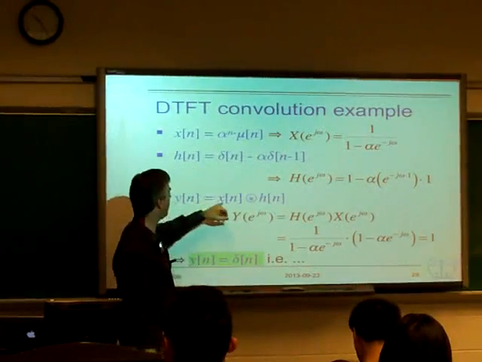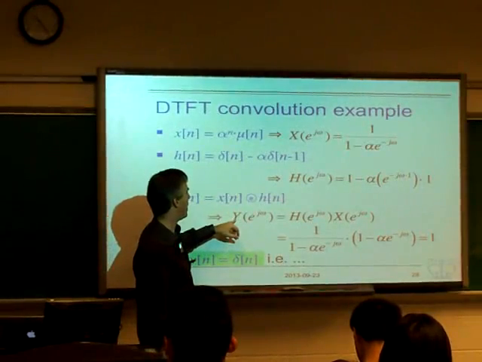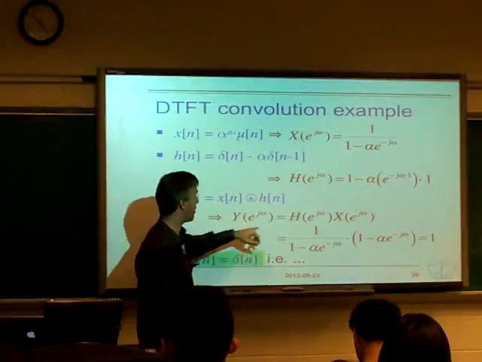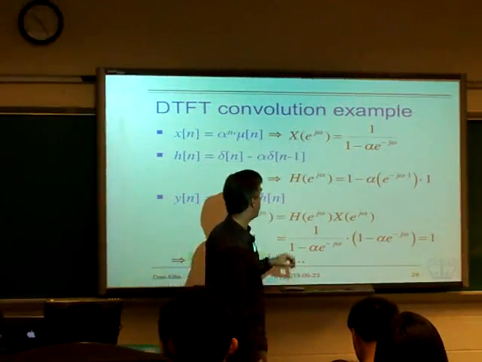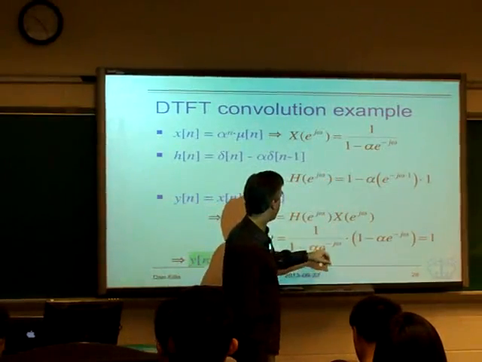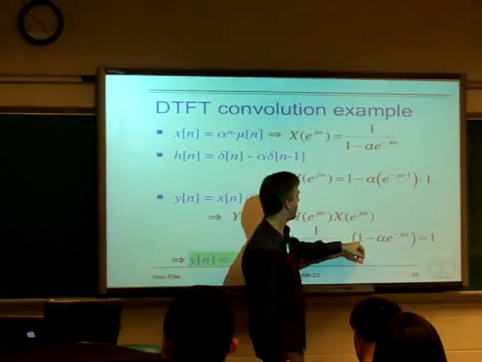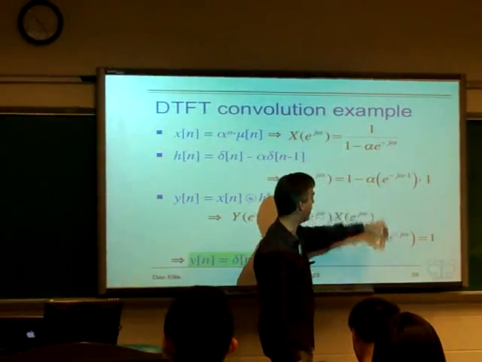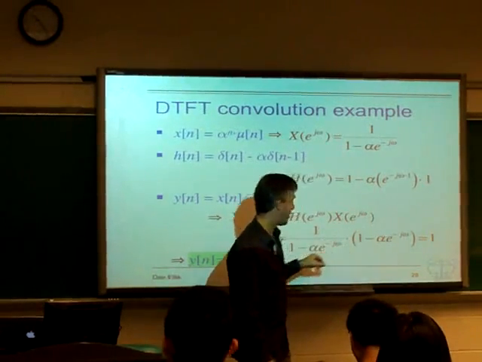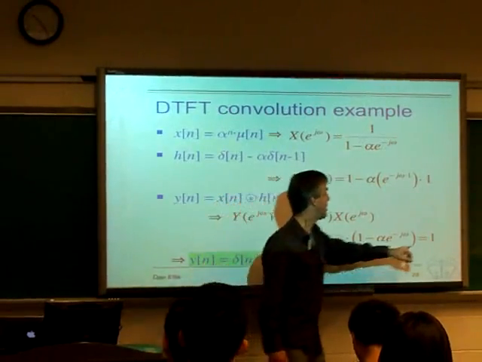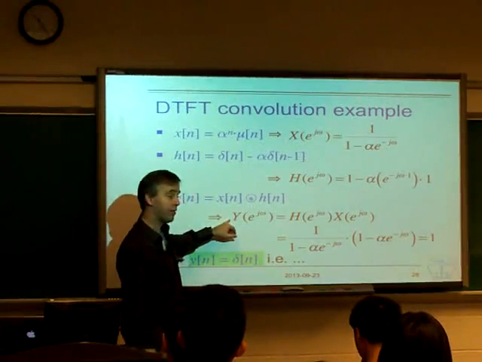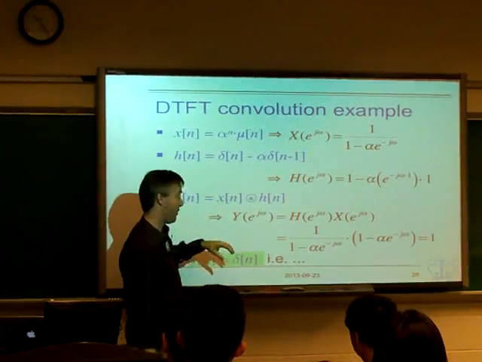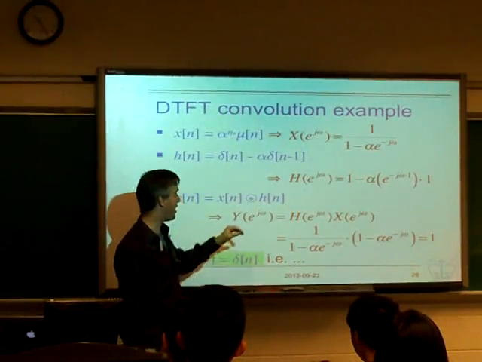And so if y is the convolution of these two, then its DTFT is the product of these two DTFTs, which is just 1 over 1 minus alpha e to the minus j omega times 1 minus alpha e to the j omega. Here, the numerator is the same as the denominator, so they cancel out. So we get the DTFT of y, Y(e^jω), is equal to 1, which means that y of n is just the IDTFT of this.